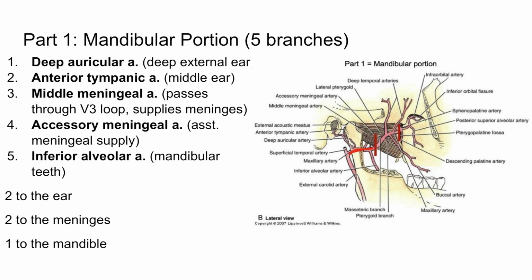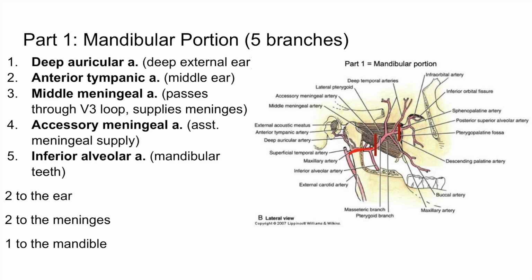All right, so here we go. Part 1 of the maxillary artery, the mandibular portion. And this is the easiest section to memorize if you organize it by target instead of just listing branches. So this part sits posterior to the lateral pterygoid muscle and gives off 5 branches, which cleanly break into a pattern. 2 to the ear, 2 to the meninges, and 1 to the mandible.